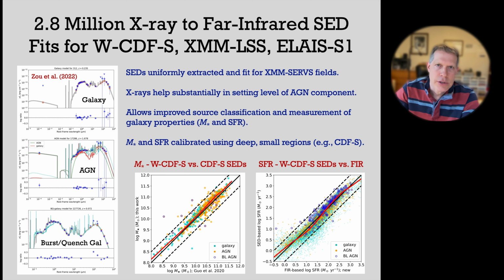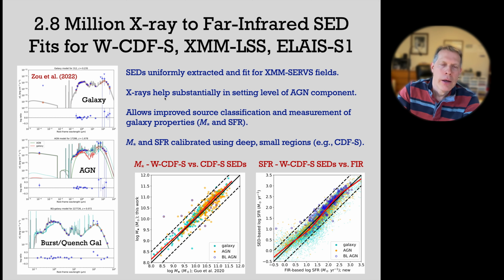We also utilize spectral energy distribution fitting. In this case, this is showing work from a paper where we performed uniform SED extraction and fitting for 2.8 million objects. And the X-rays help significantly in the SED fitting. They're used directly in the SED fitting to set the level of the AGN component that is present. And we're able thereby to separate these systems into galaxies versus active galaxies versus bursting and quenching galaxies and so on. And you can see the extensive multi-wavelength sampling of the spectral energy distributions, which lets us characterize these galaxies quite well.